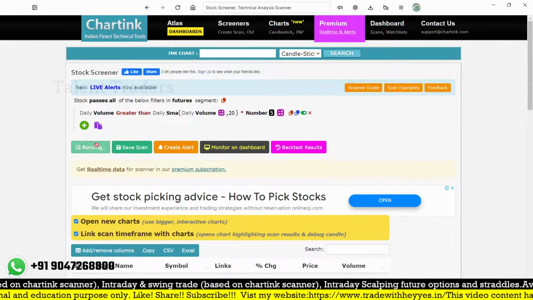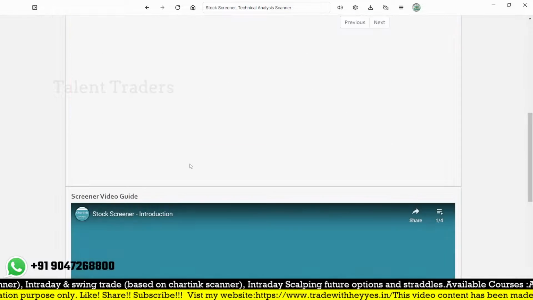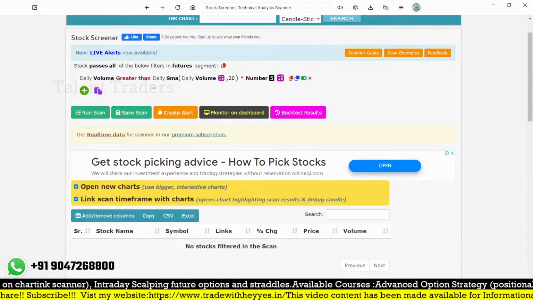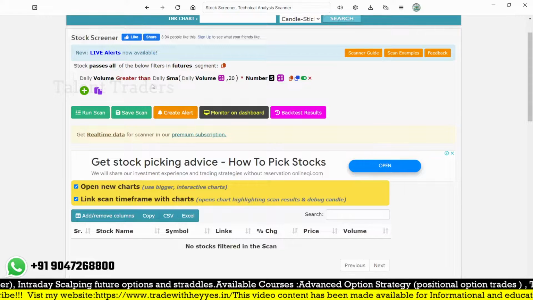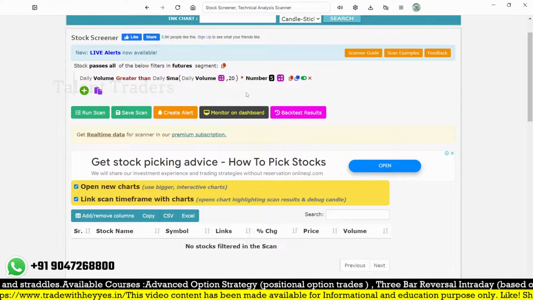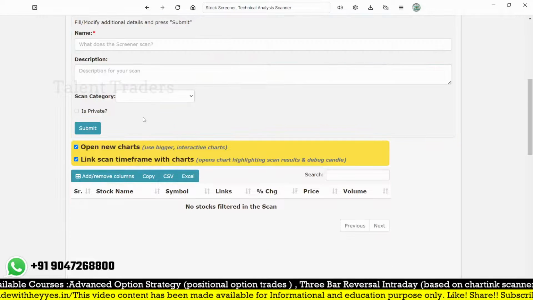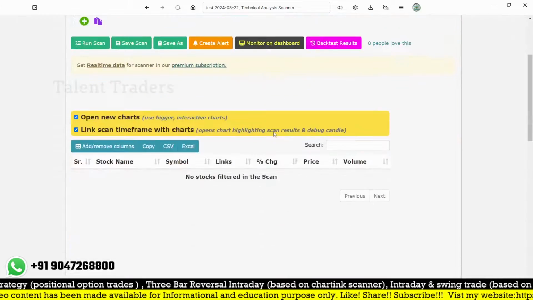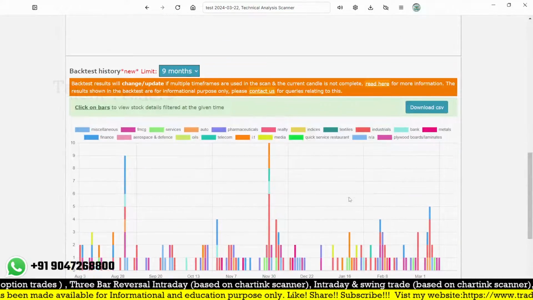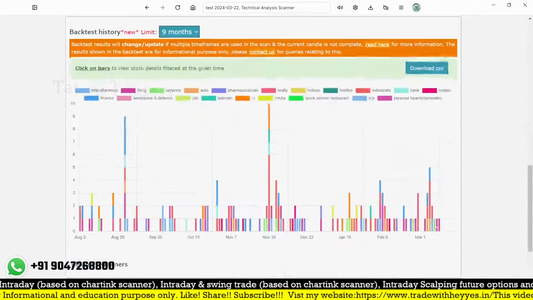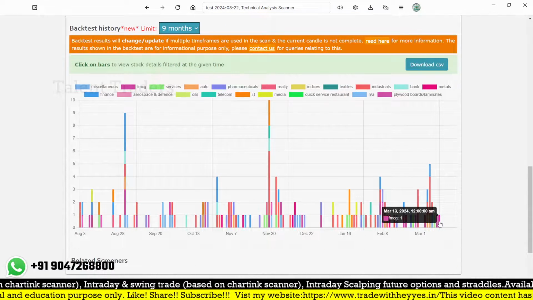We don't get any stocks today. So the daily volume must be greater than the daily SMA volume, five times more. Let me save the scan with the name test. You can check how many stocks. Previously we had some recent stocks in the F&O category also, so we can take any one for a backtest.